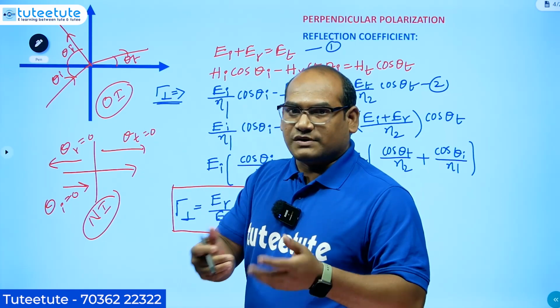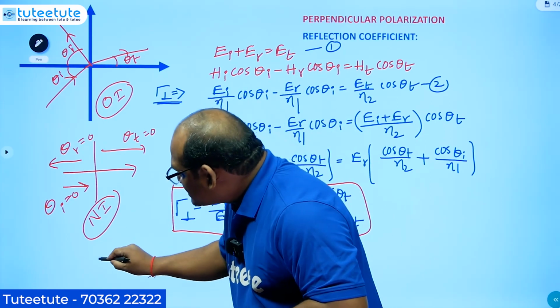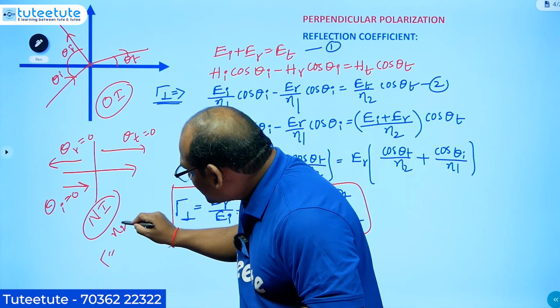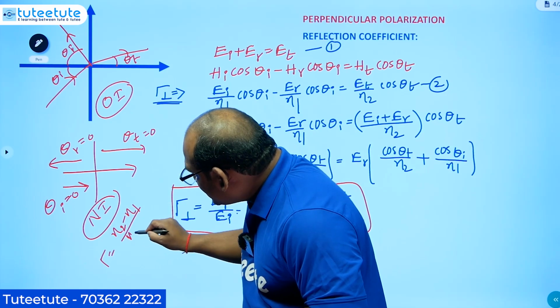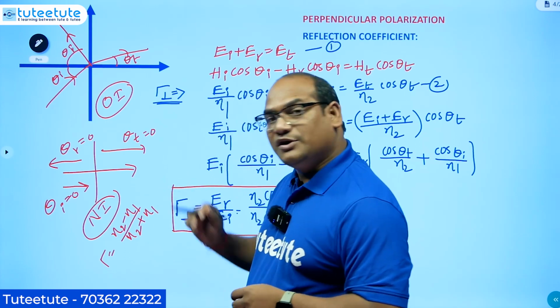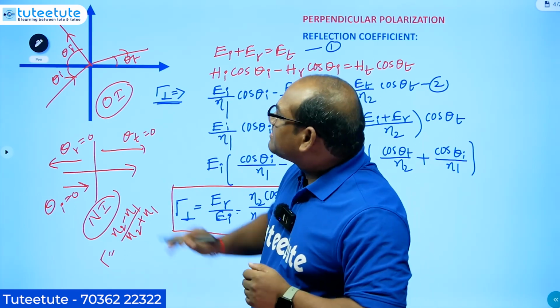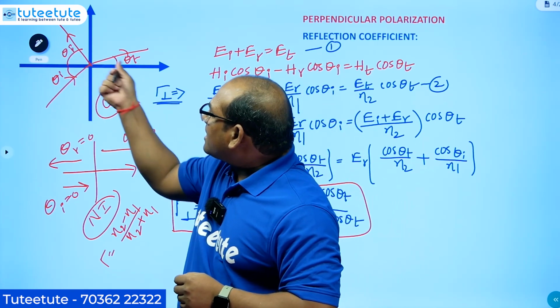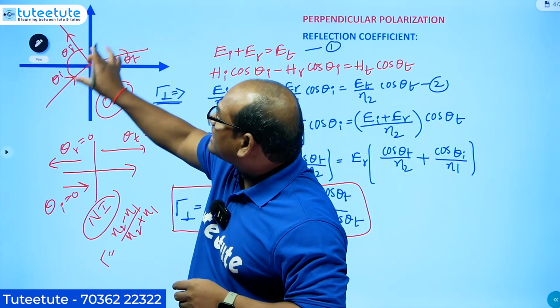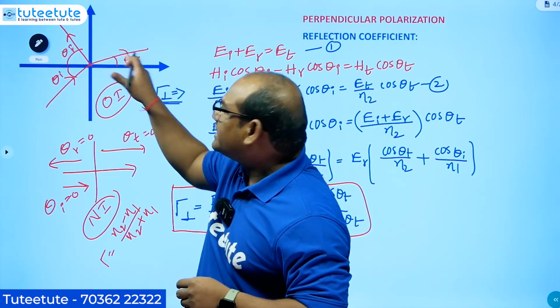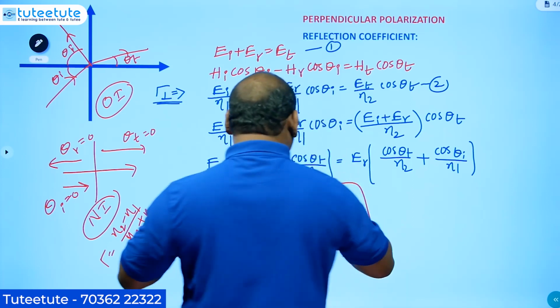So just we will check this one. In this case, what is gamma? Already we know. That is eta 2 minus eta 1 by eta 2 plus eta 1. This one already we know. Now we will check this one. Just by taking this theta I, theta r, theta t. Because of the availability of the non-zero values of theta I, theta r, theta t, we got this equation now.